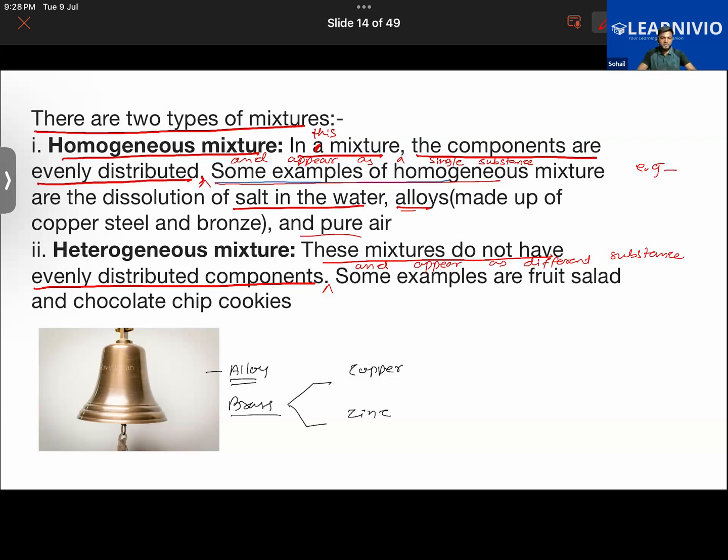Are all of you done writing the definitions and examples? Okay. Write down the examples also. Some examples: fruit salad. And you can write down the example of polluted air also. That too is a heterogeneous mixture. Also write down the example of milk.